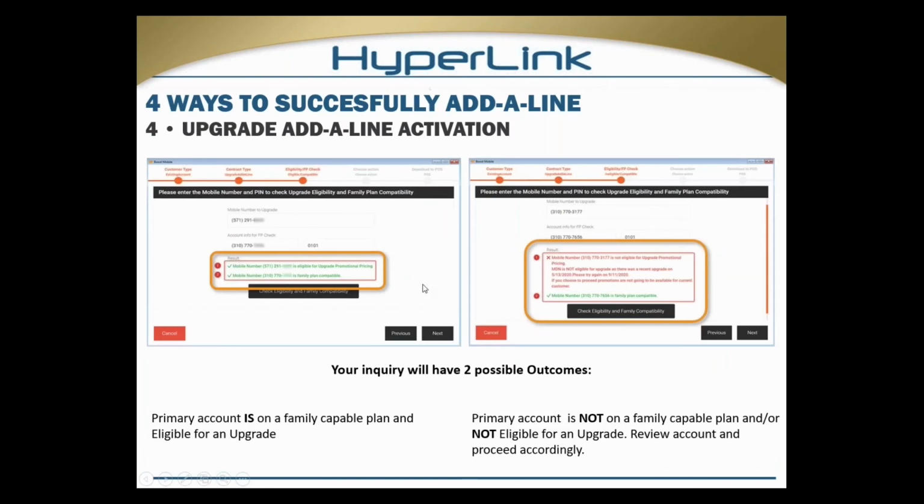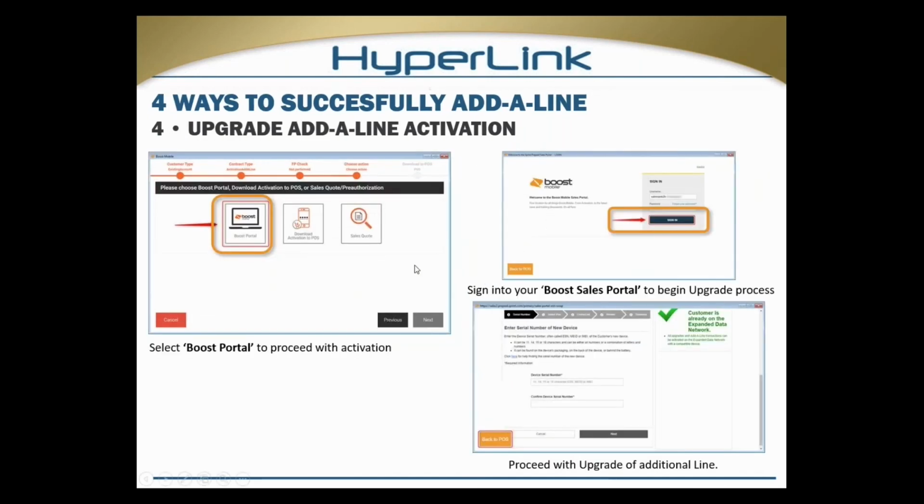Again, you will have two possible outcomes. The family plan is compatible, and the customer is eligible for an upgrade. Or the primary account is not on a family capable plan, and the customer is not eligible for an upgrade. In this scenario, the customer will have to pay full retail for the phone, and the plan would need to be changed. If the customer is eligible, you're going to go ahead and proceed to the Boost portal, log in, complete your upgrade.